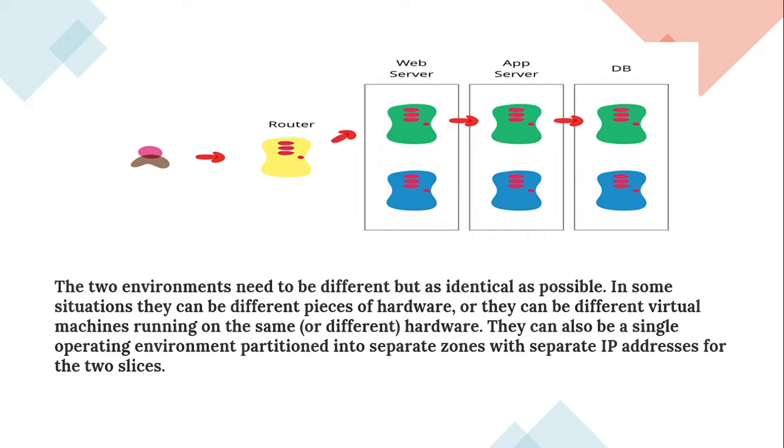The two environments need to be different but as identical as possible. In some situations they can be different pieces of hardware, or they can be different virtual machines running on the same or different hardware. They can also be a single operating system partitioned into separate zones with separate IP addresses for the two slices.